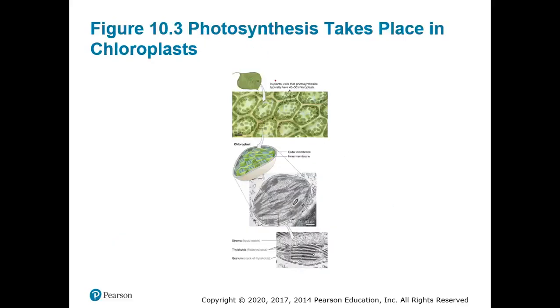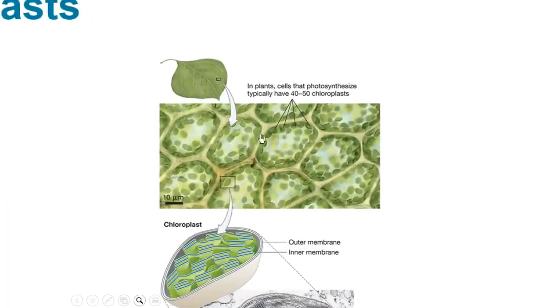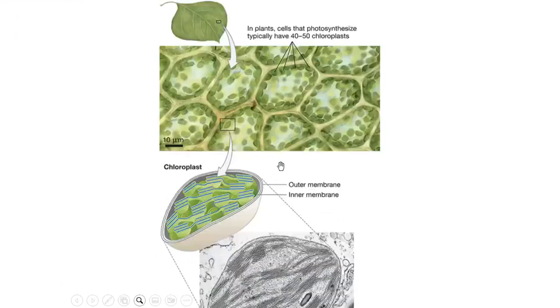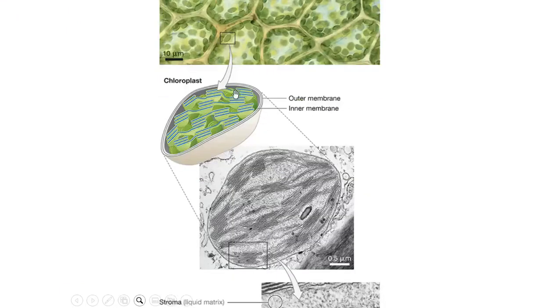Here we can see some different chloroplasts in the top. So these are our distinct plant cells. You'll see tons of little green chloroplasts floating around in there. If we zoom in on a chloroplast, this is what it looks like. We got that inner and outer membrane.